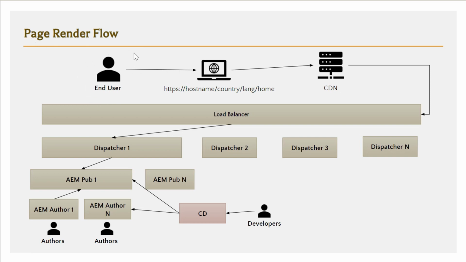Okay, so let us suppose we have the end user here. He opens up the browser and he enters this URL, https://hostname, which is like google.com or any host name, right? Your company host name, and then /country, /language, and /home. This is some path which he has given to access the home page, let us suppose. Okay, so then the first thing that happens is this request will go to the CDN networks.